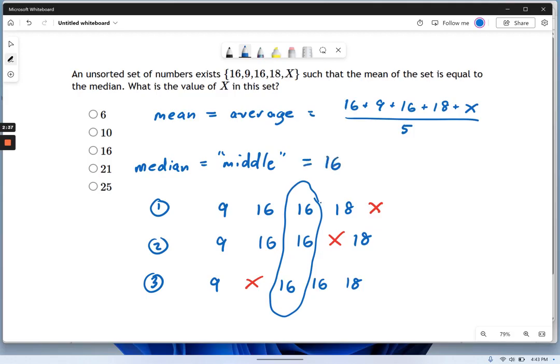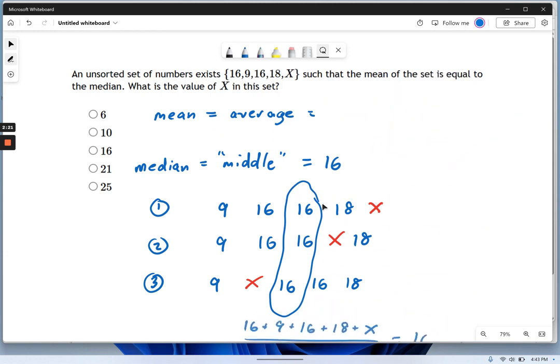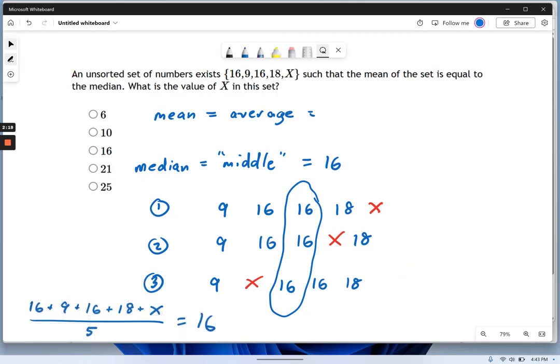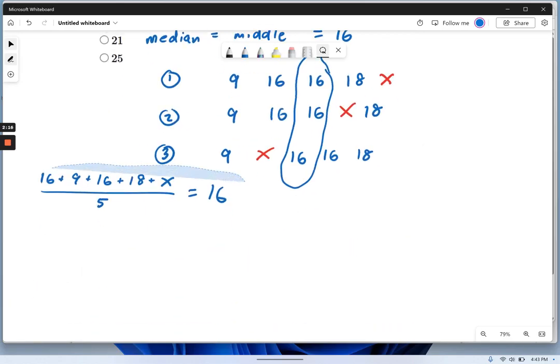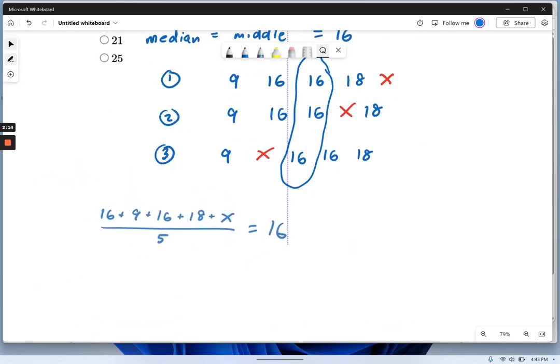Okay, now that's important. We know that the median equals the mean in the set, so here's my equation. 16 plus 9 plus 16 plus 18 plus x, all divided by 5 equals 16. Okay, so let's grab this thing. It's time to do some math. I've got to bring that down here. Just want to do a little bit of algebra. So let's work this out now.